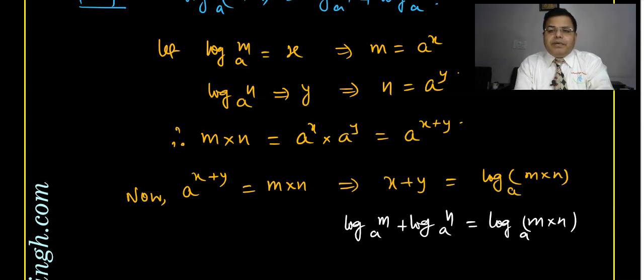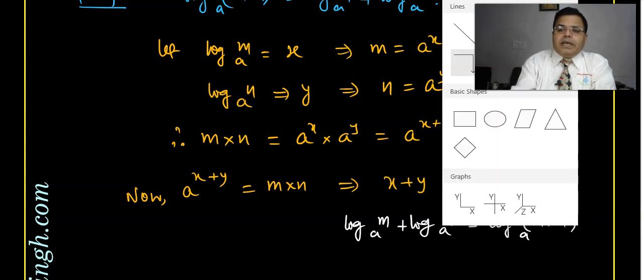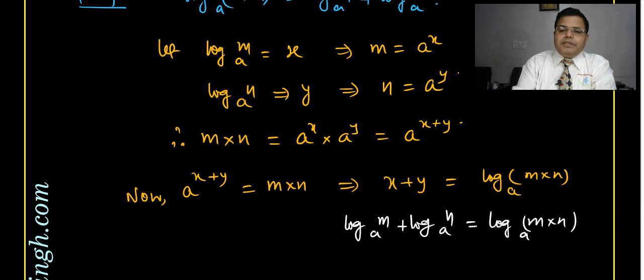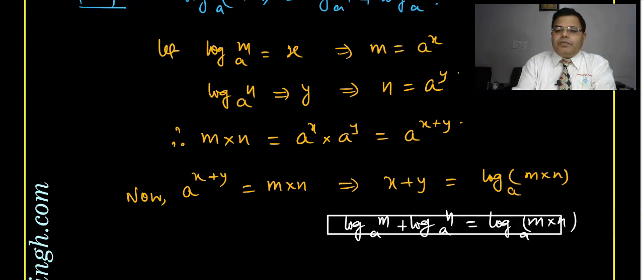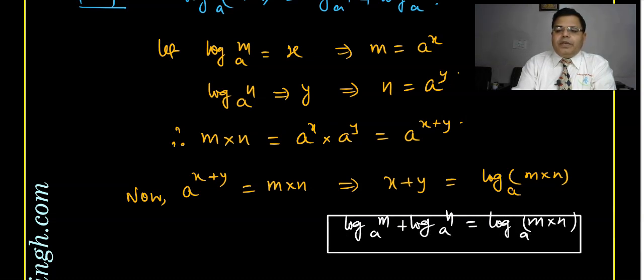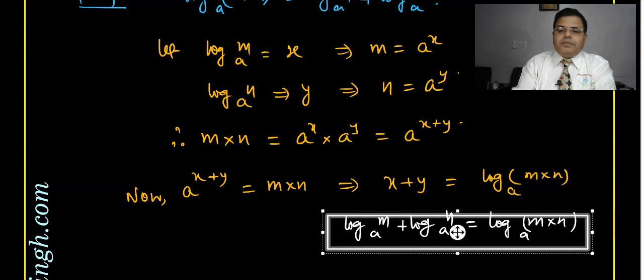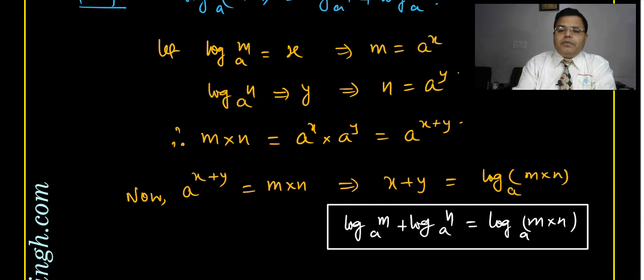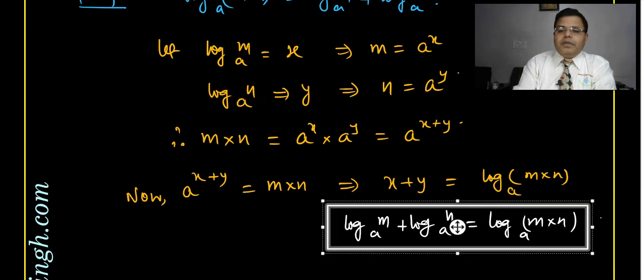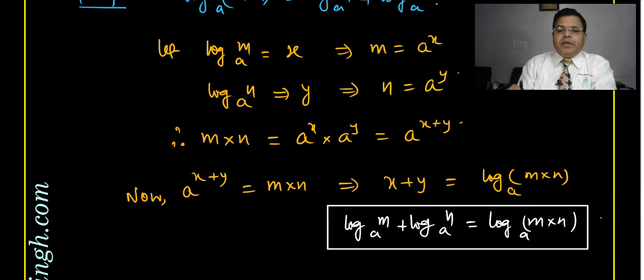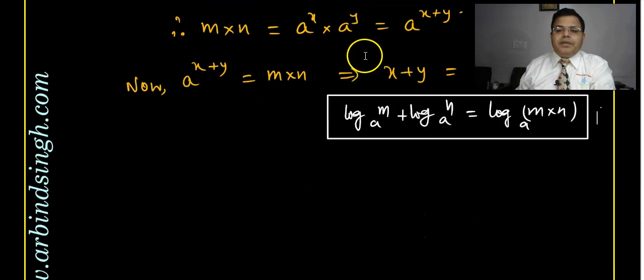Similarly, you can prove any one of them, but that proof is not required. Just for a clear concept, I had proved this, but there is no use of proof, and no proof is required at all. I hope you got it. So you must remember the formula, and that will be more than enough. No proof is required at all.